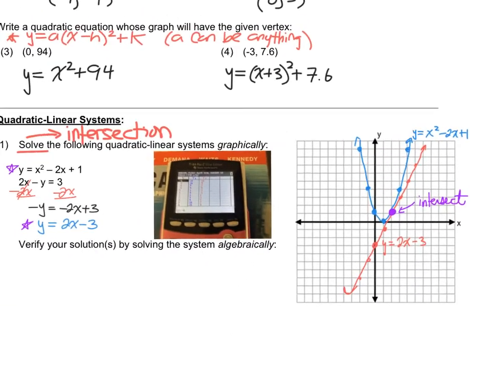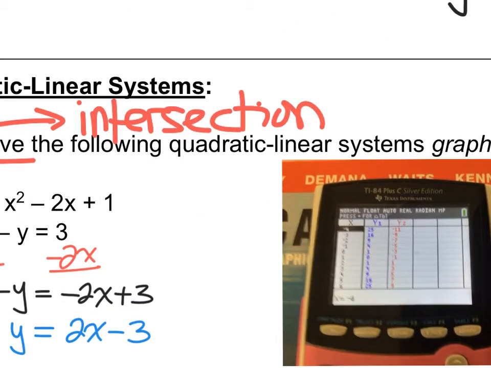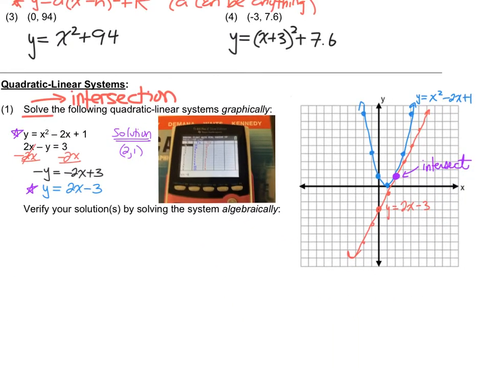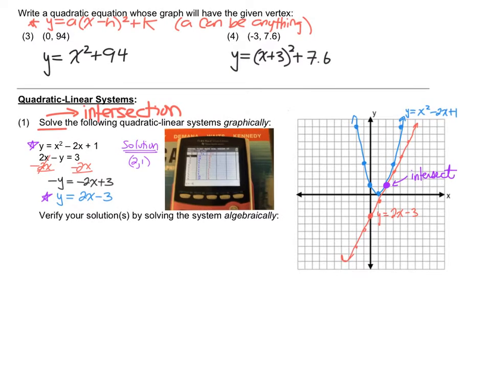All right, so my intersection point is 2, 1, right? So my solution is 2, 1. Your intersection point, or points, because you could have more than one intersection, would be your solution to the problem. All right? You need to verify your solutions by solving the system algebraically. That's where it's less interesting.